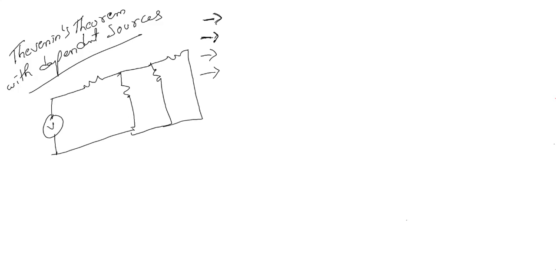Let's take this as an example. Okay, this is the example. This is R1, R2, R3, R4. You have to find the current I across this. So what is the first step you will be considering? Tell me.